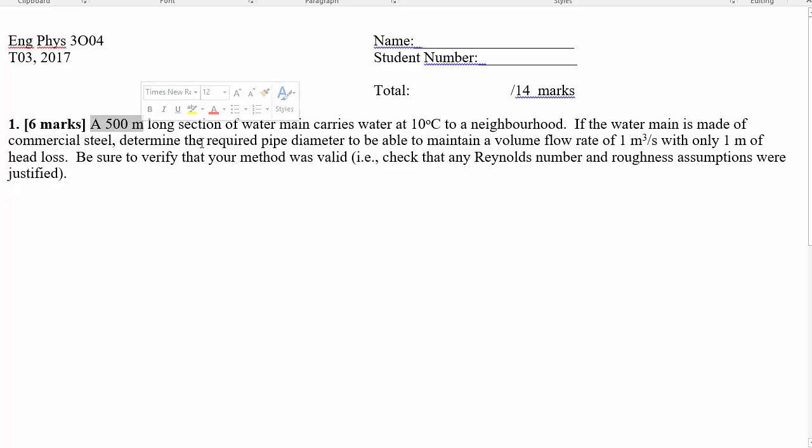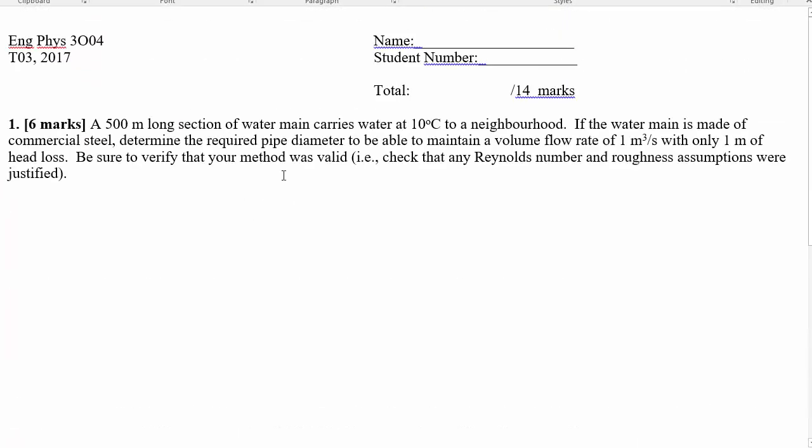A 500 meter long section of water main carries water at 10 degrees C to a neighborhood. If the water main is made of commercial steel, determine the required pipe diameter to be able to maintain a volume flow rate of 1 cubic meter per second with only 1 meter of head loss. Be sure to verify that your method was valid, i.e. check that any Reynolds number and roughness assumptions were justified.